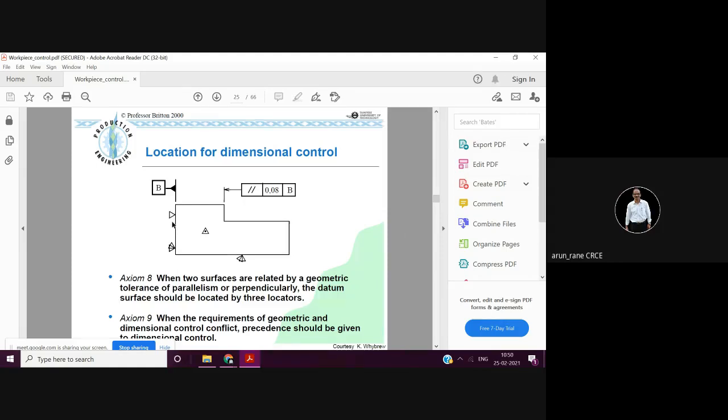But normally the locators should be placed wide apart. That is the rule. Suppose you are standing and you want to be very stable, then the distance between the legs should be apart so that the center of gravity falls exactly between the two legs.